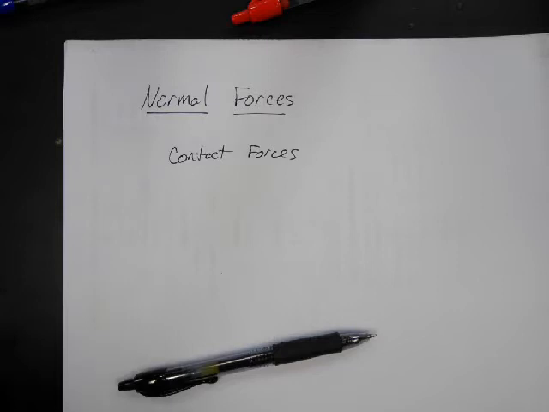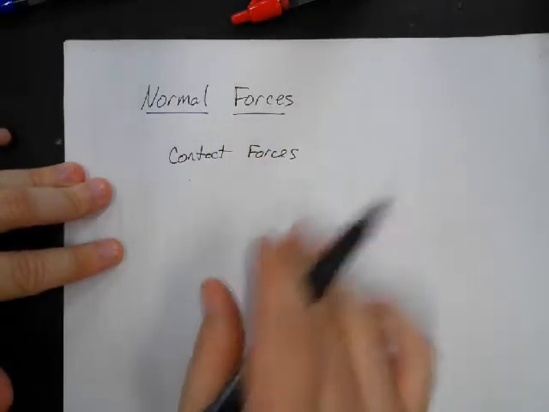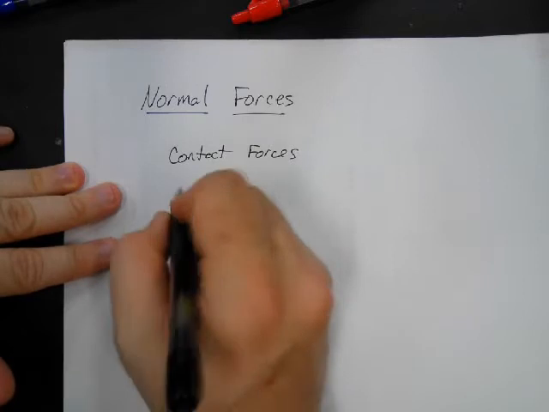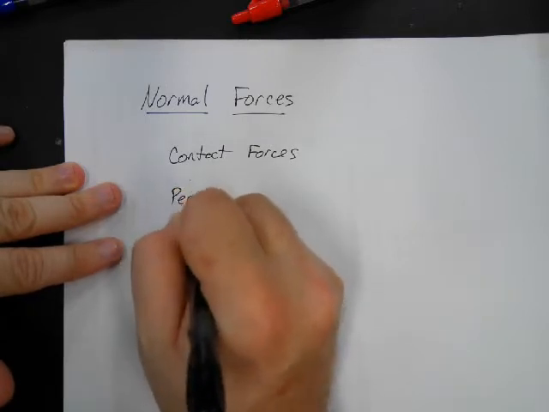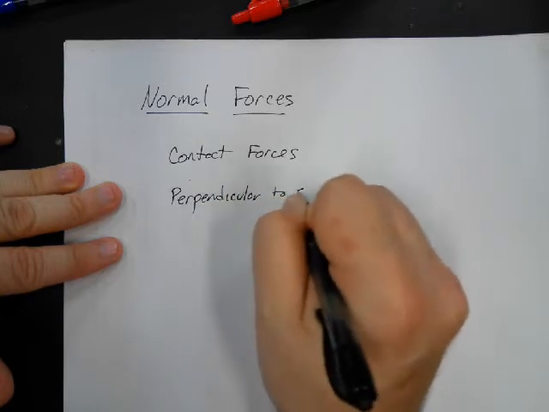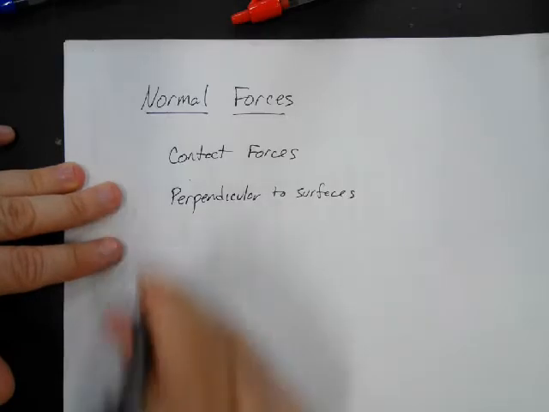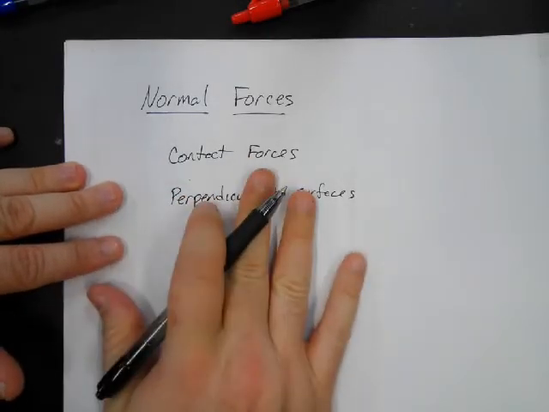Now, there are other forces that occur when objects are in contact, say friction. And we'll get into friction at a later point. But for the moment, we're going to ignore friction. These are contact forces, and they are perpendicular to surfaces. Now, that doesn't mean that they're straight up and down. That means they're perpendicular to a surface.